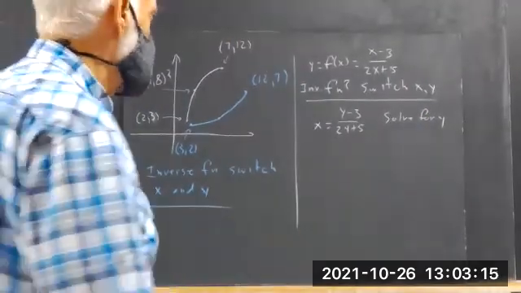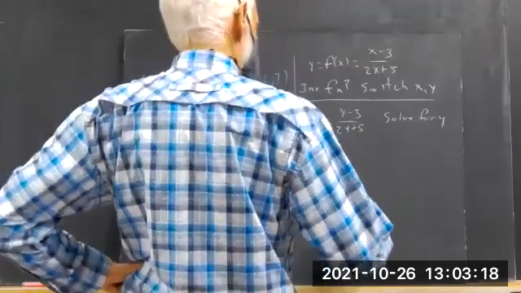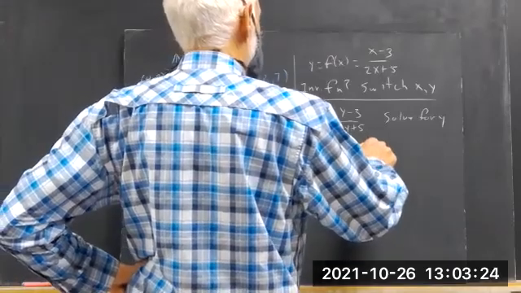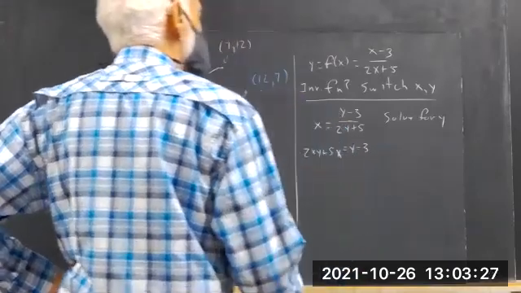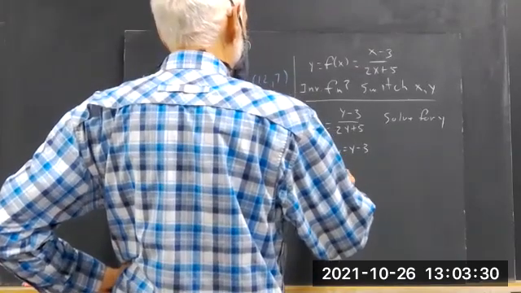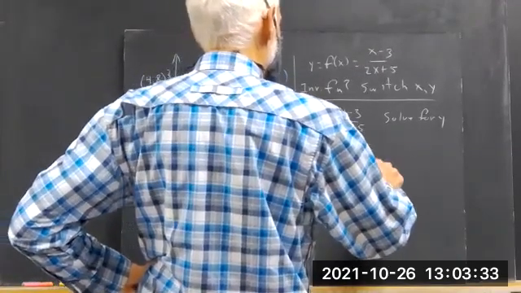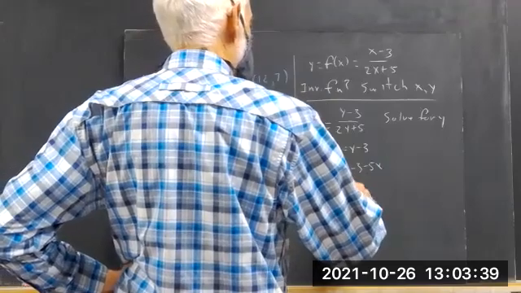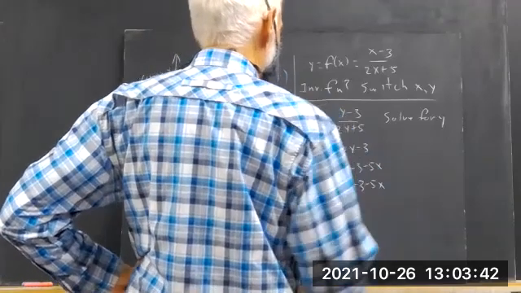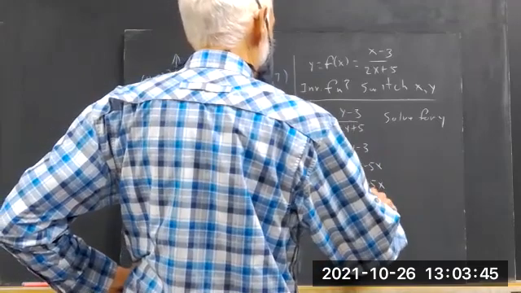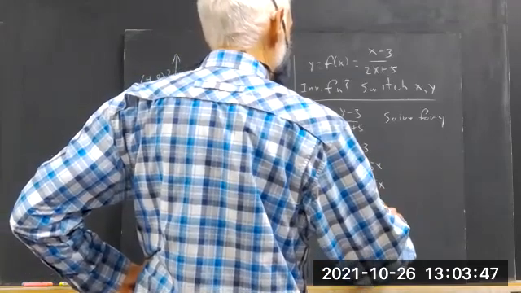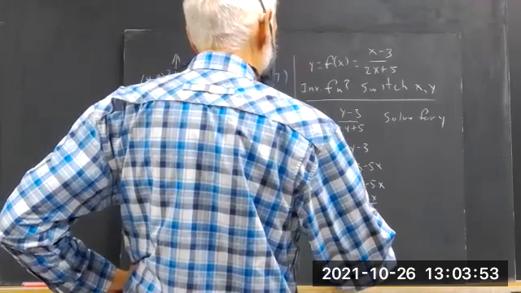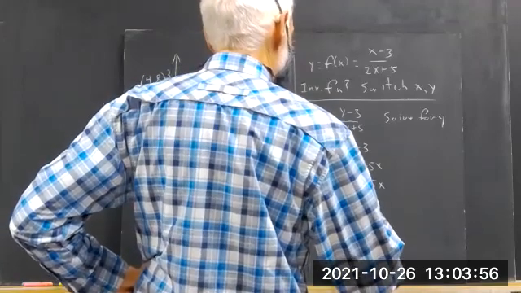I'm not going to go through all the steps. But you got 2xy plus 5x equals y minus 3. Which means then you got 2xy minus y equals negative 3 minus 5x. Which means you have y times (2x minus 1) equals negative 3 minus 5x. So that y equals (negative 3 minus 5x) over (2x minus 1). So f inverse of x is this.